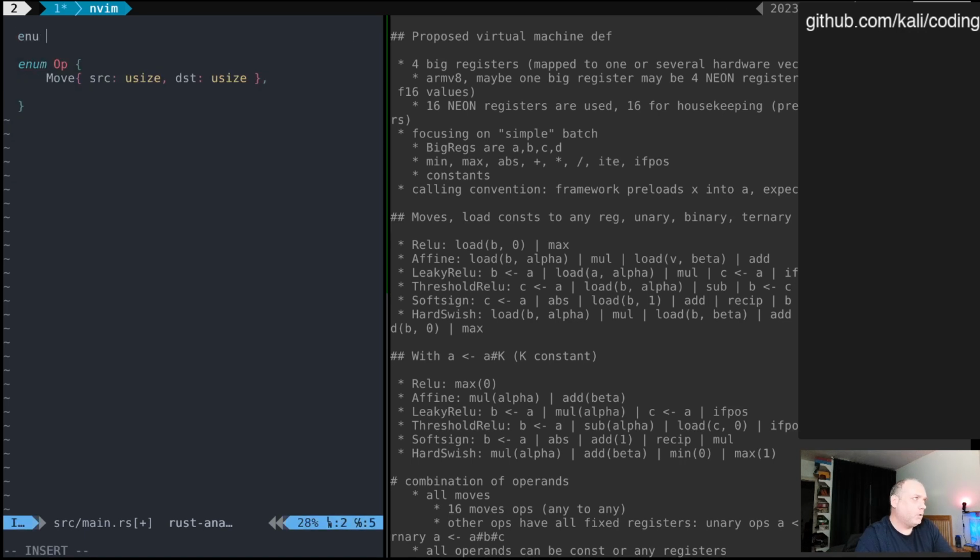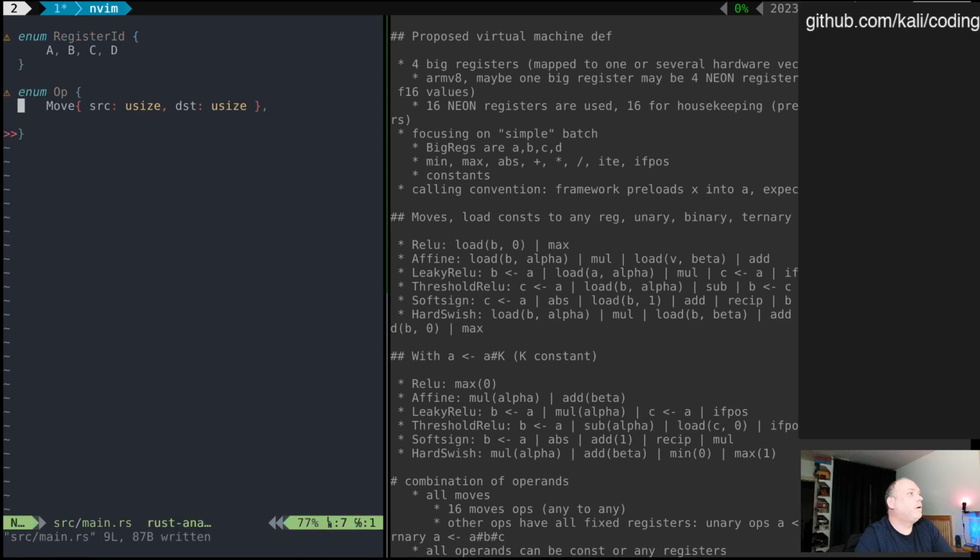So let's make it nice. Register ID can be A, B, C, or D, and I will want them in caps. So source dest or dest source, I'm not sure if one is better than the other. We have loads. For this one I really want it like that, so let's make it consistent: dst src. Okay, and so we need a constant.